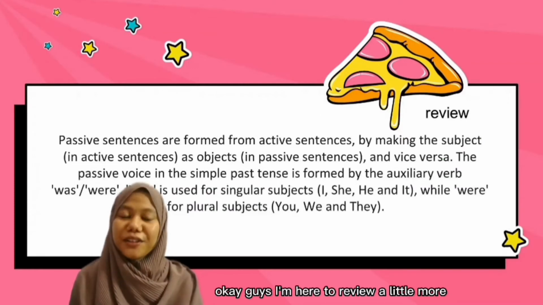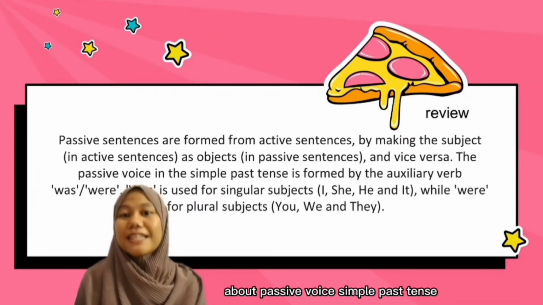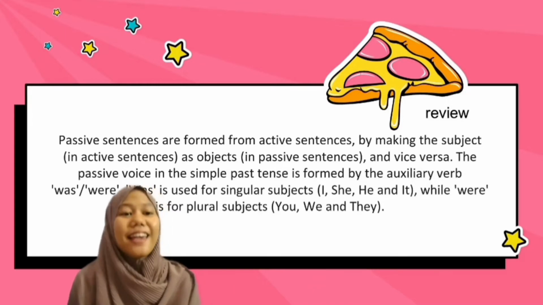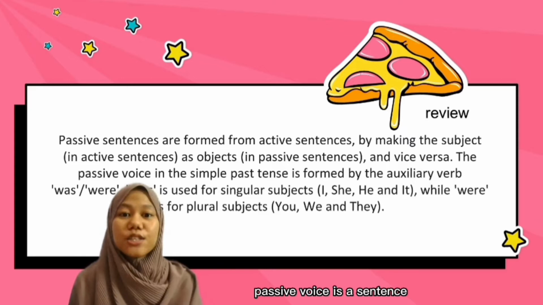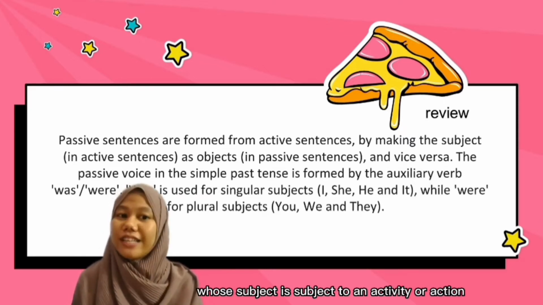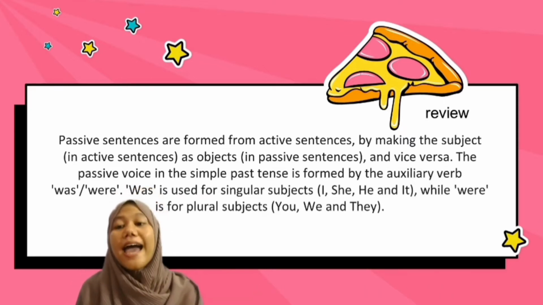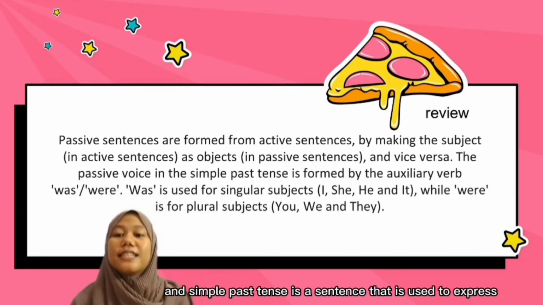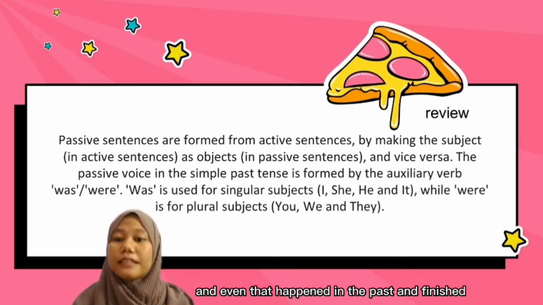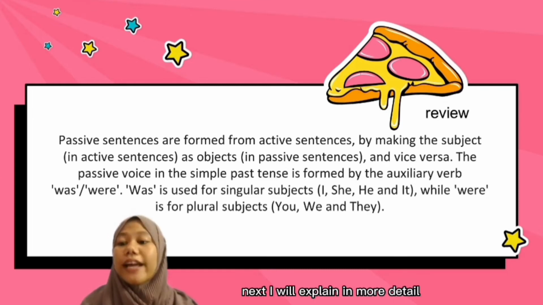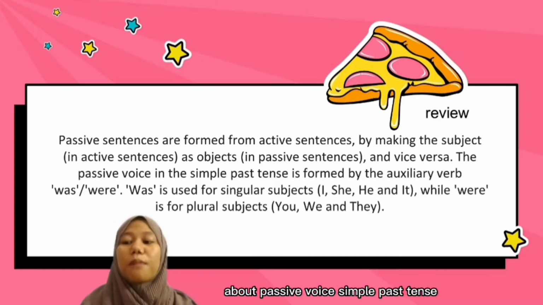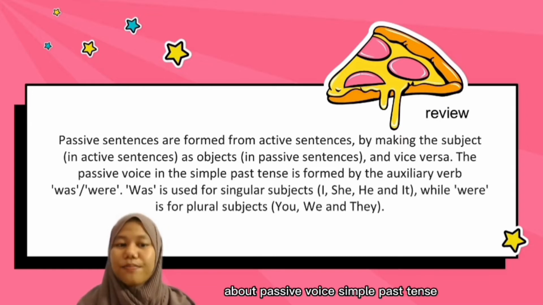Okay guys, I'm here to review a little more about passive voice simple past tense. As described earlier, passive voice is a sentence whose subject is subject to an activity or action. And simple past tense is a sentence that is used to express an event that happened in the past and finished or ended in the past as well. Next, I will explain in more detail about passive voice simple past tense.